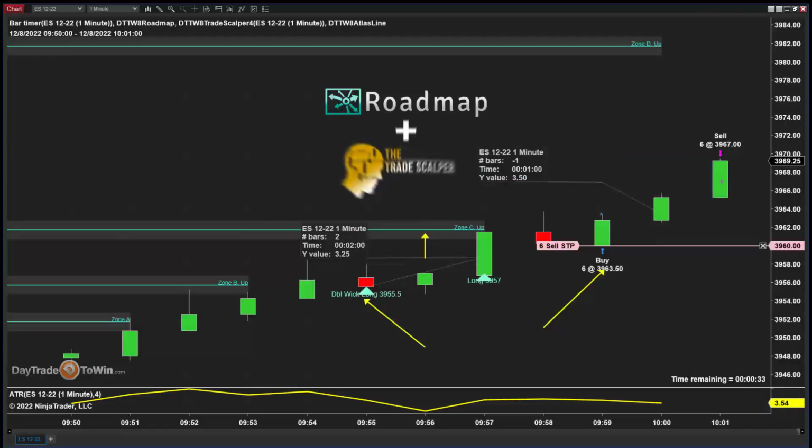Two softwares, both telling you long. I like to see when things are aligned, everything going in your favor.